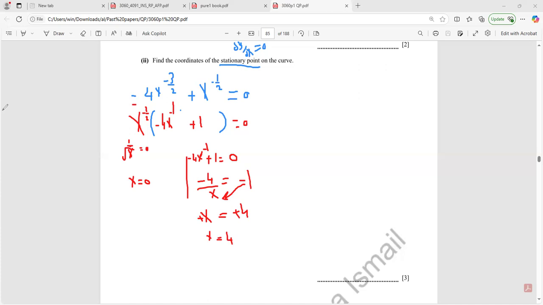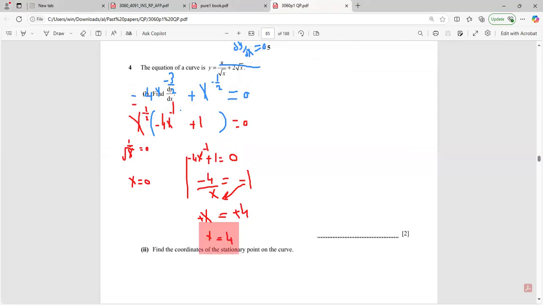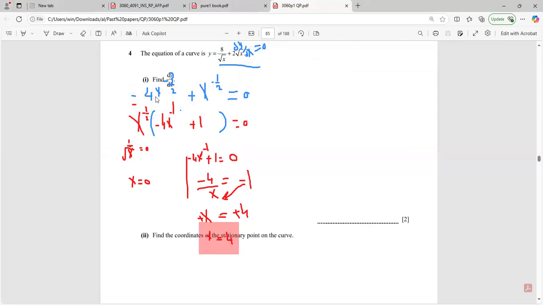The main part you have to focus on: when you get the value of y, you have to substitute in the original equation, not the derivative. So back to the original equation up here, we substitute x with 4, to get the stationary point. We get it from the original.